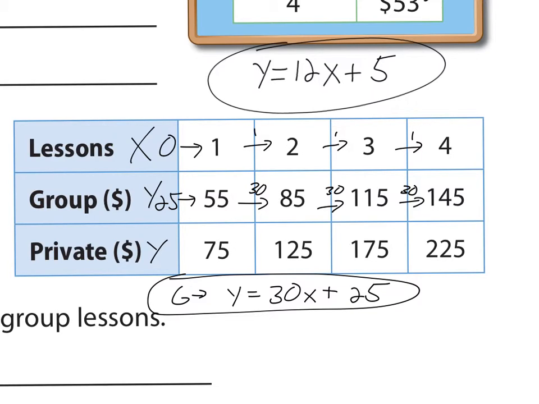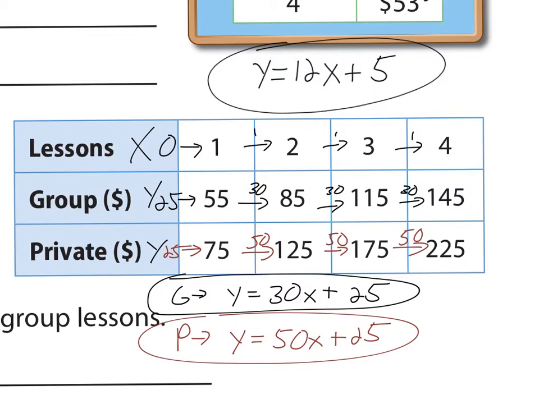Now let's look at private lesson. What's my change with the private lesson? Good. 50, 50, 50. All right. And now my change in x is still 1. So private lessons will be y equals 50x plus, what is it? 25. Good.